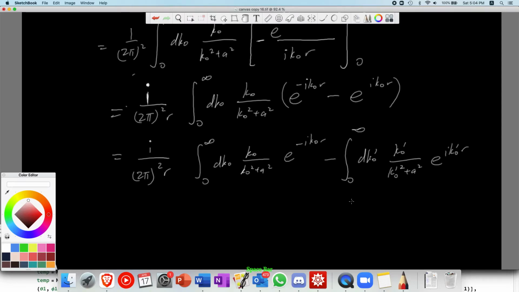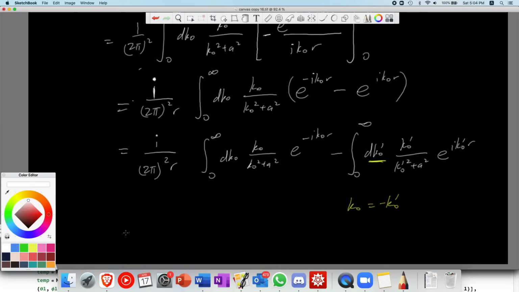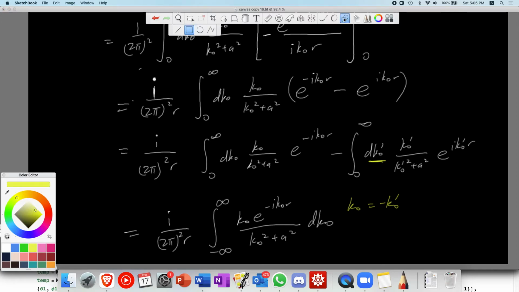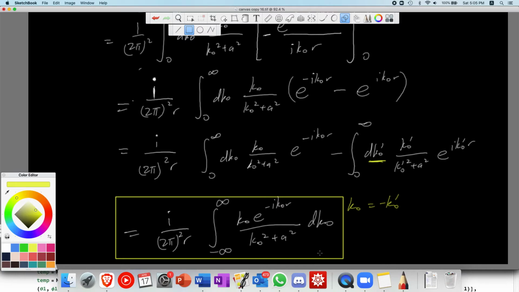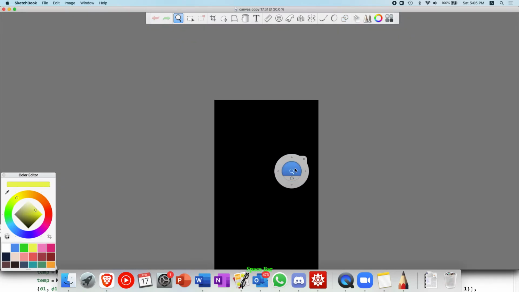Okay, but the next step is to do a change of variables. For this k0, you set k0 equal to k0 minus k0 prime. Then you realize that you switch the minus and plus infinity to become minus infinity to 0, and you get the integral from minus infinity to infinity of k0 e to the power minus I k0 r over k0 squared plus a squared dk0. And so with this integral, we are very close to the final answer already. This integral can be done using contour integration. So I'll go ahead and jump over to the next blackboard.